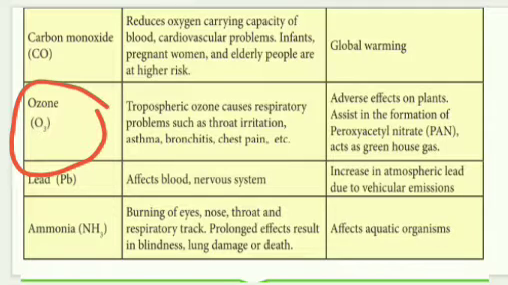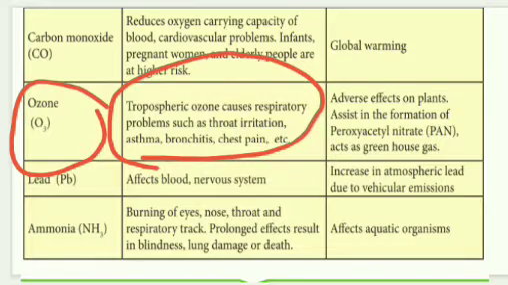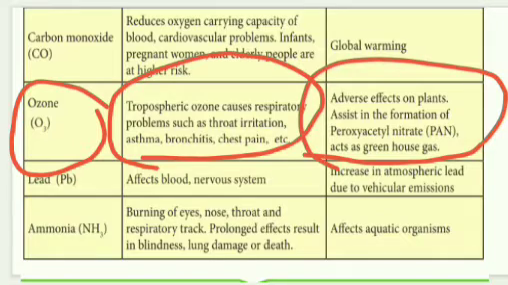respiratory problems such as throat irritation, asthma, bronchitis and chest pain. As far as the environment is concerned, it is one of the important greenhouse gases. It can cause global warming. It also affects plants. It assists in the formation of peroxyacetyl nitrate, and as told earlier, it acts as a greenhouse gas. So this is how ozone can cause various impacts on human health and on the environment.